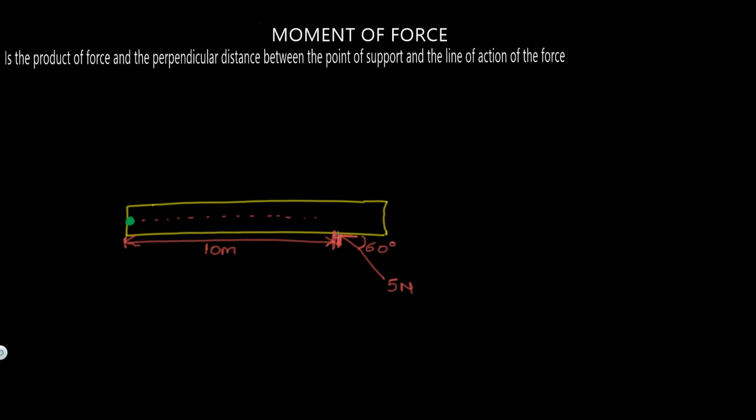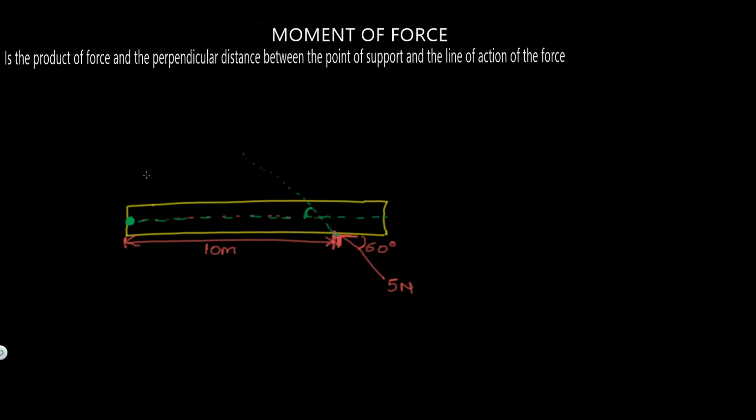Now let us follow the path of this movement of force. So this is the line of action of force. This one here is the distance from the point of support. Now I want you to take note that this one here is not 90 degrees. So this 10 meters is not the perpendicular distance because it does not form 90 degrees with the line of action of force. So we need to find the 90 degrees point.